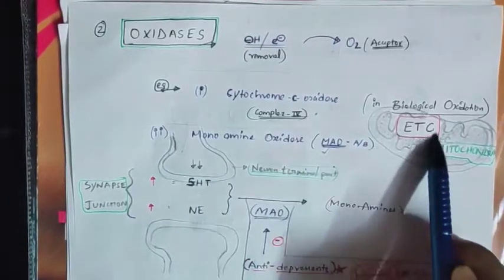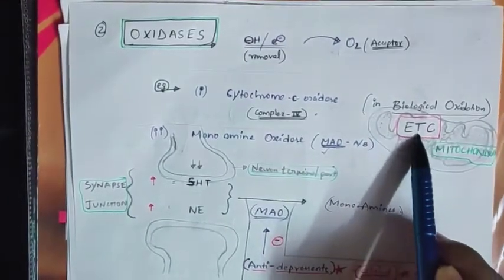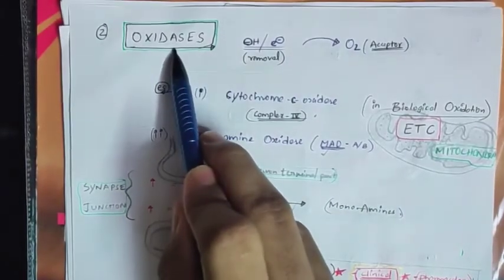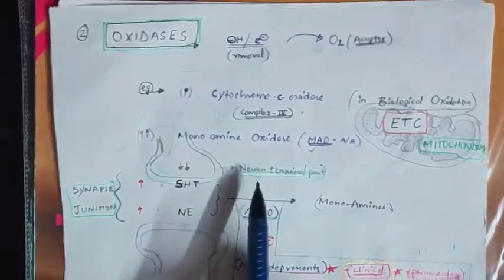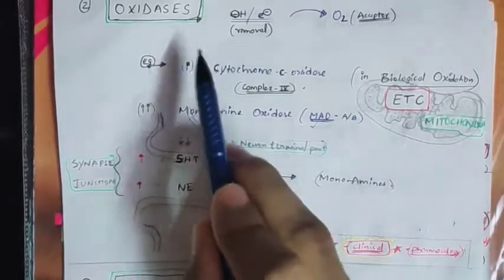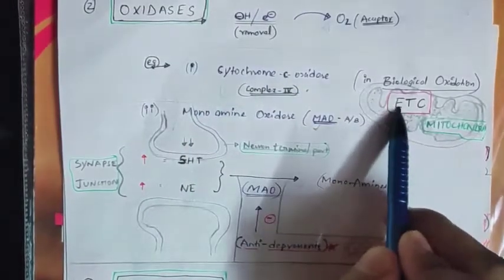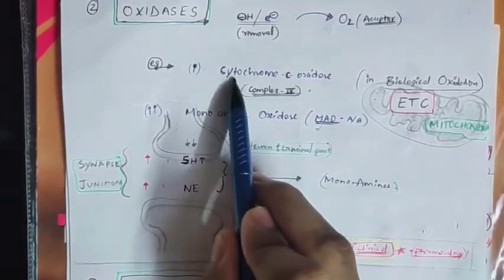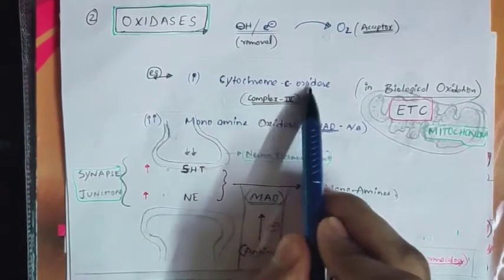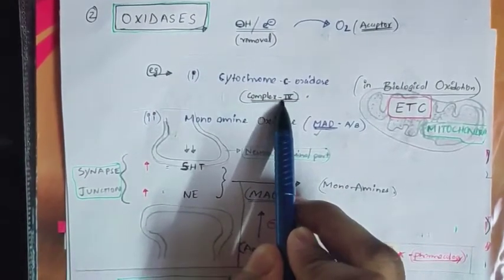Okay. In these red boxes, I have given all the pathways. In green, I have given only the enzymes. You can see the enzymes. In the red boxes, pathways. Coming to the first enzyme, cytochrome C oxidase. This is complex 4 in the ETC.